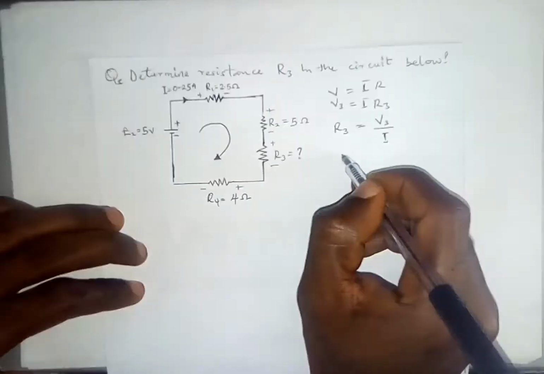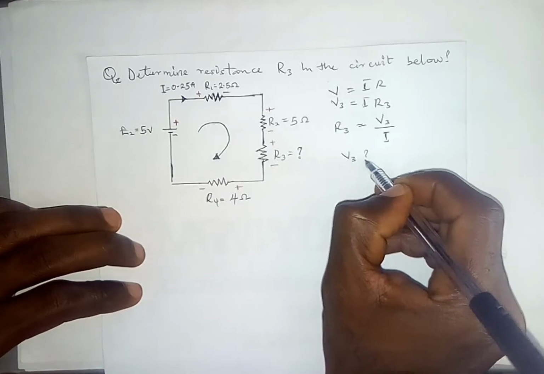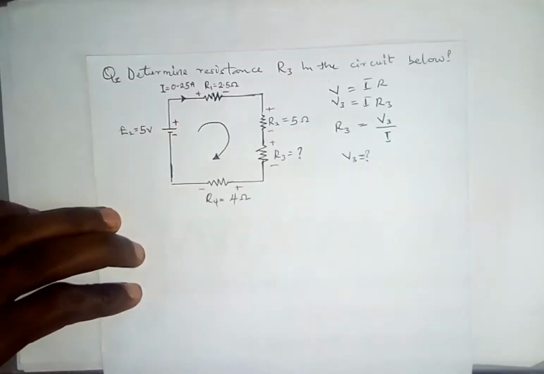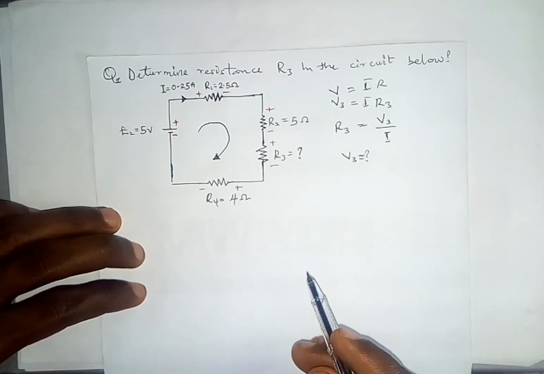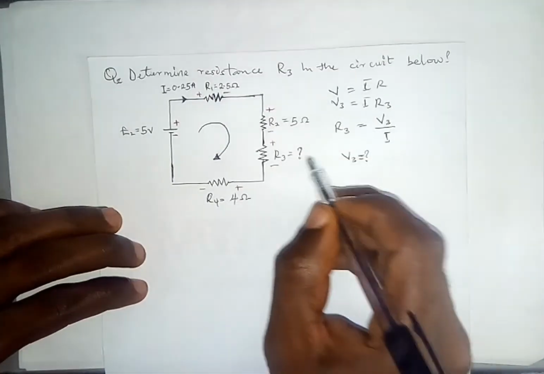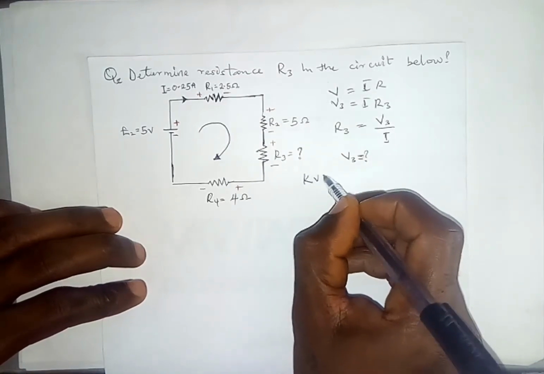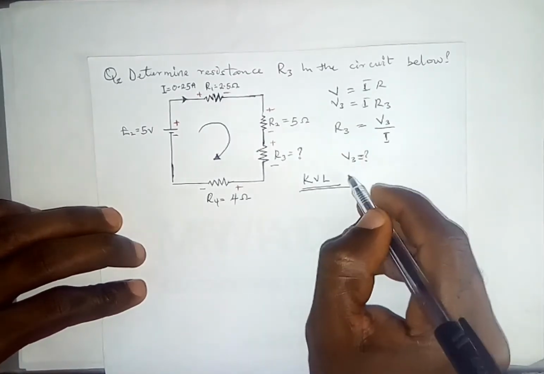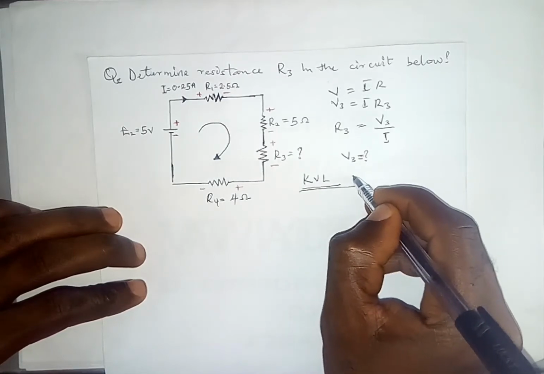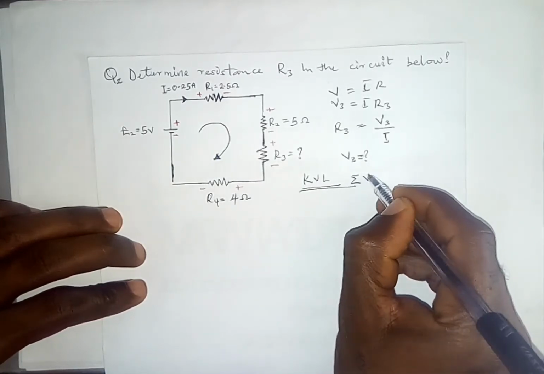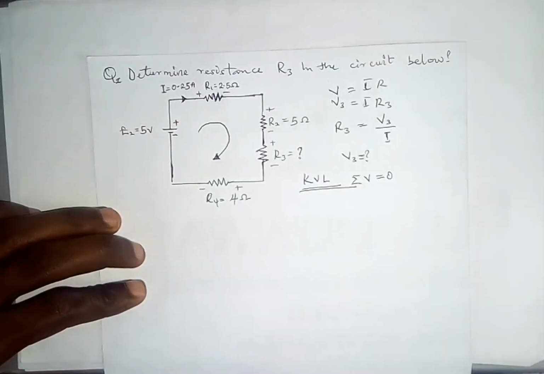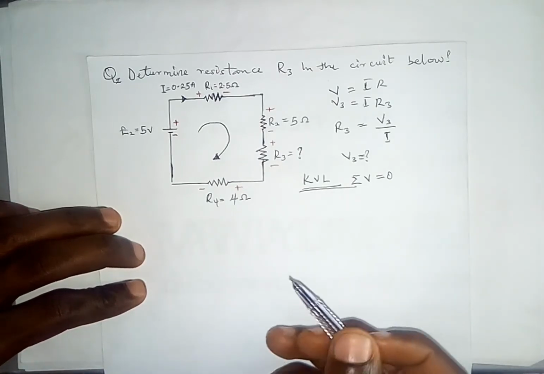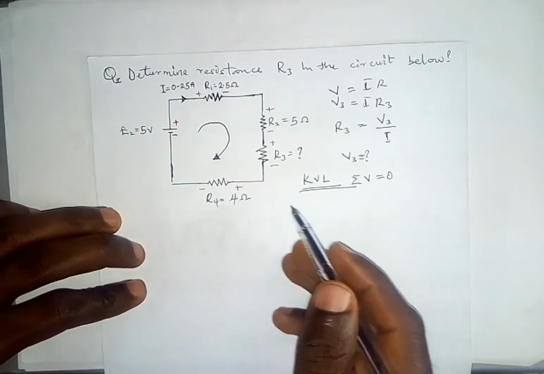So the question here is, what is V3? If we're going to find V3, this is where we apply KVL, which is Kirchhoff's voltage law, which states that the summation of the voltages that rise in a circuit and the ones that drop along the circuit is equal to 0. But before we can do that, let's take them one after the other.